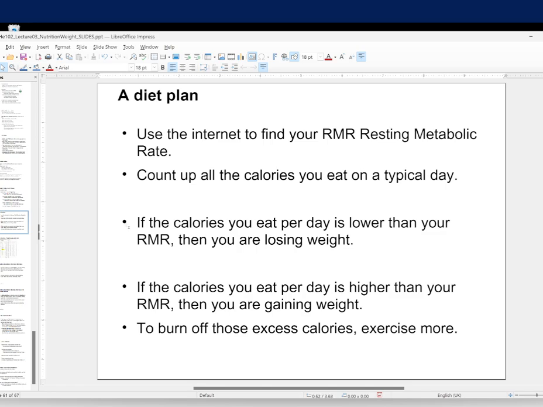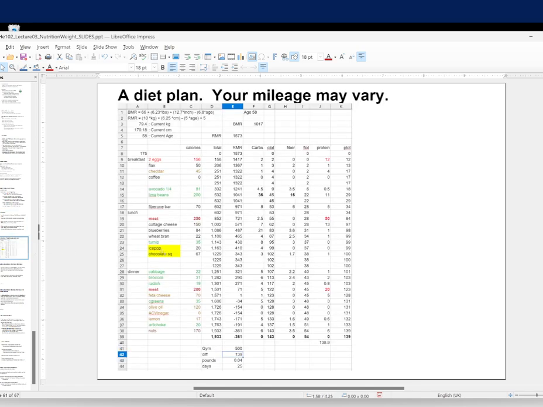And you count up all the calories of the day, and then any excess calories beyond your resting metabolic rate is what you need to exercise off. And that's how you maintain your weight. If you want to lose weight, you want to exercise more than the difference. That's sounding mathy, and here's a spreadsheet of how I'm doing it, or how I did it. This is a year old already.